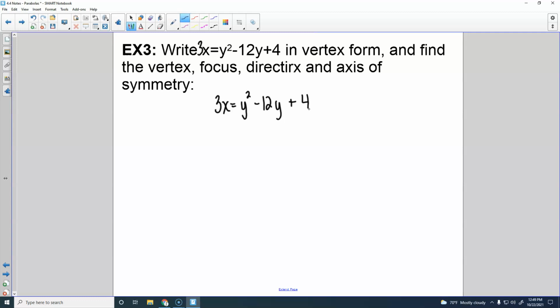Okay? So let's ask ourselves, before we begin anything, which way does this open? Up, down, left, right? It is going to be to the right. The y is squared, and it is positive, right? Even though we don't have this in vertex form yet, y is the one that's squared, which tells us left or right. Since the y squared is positive, it's going to go to the right here.